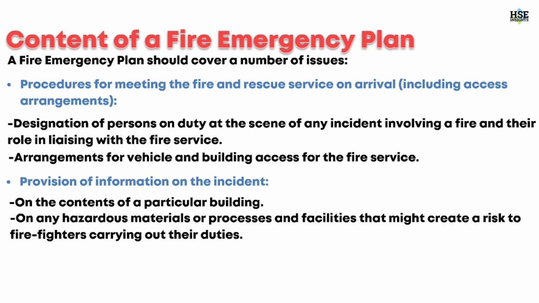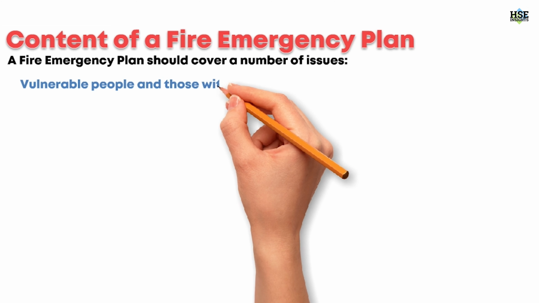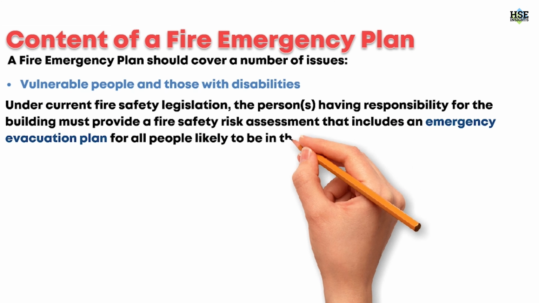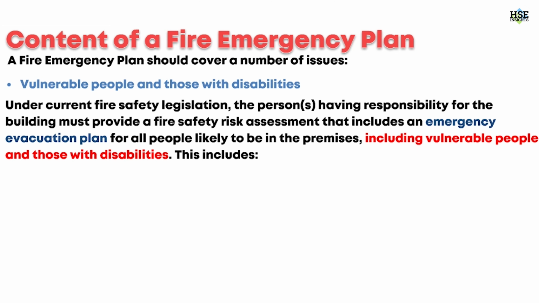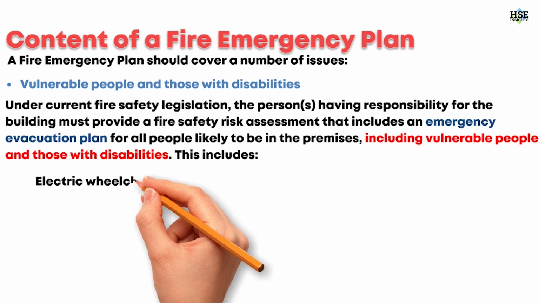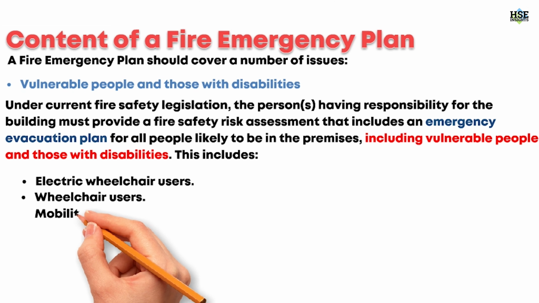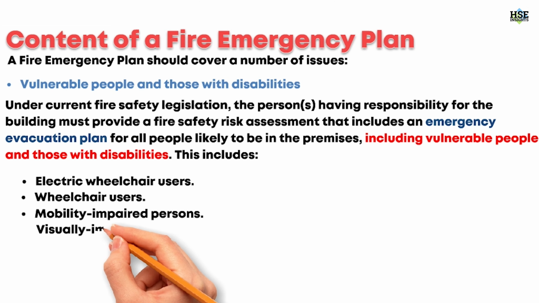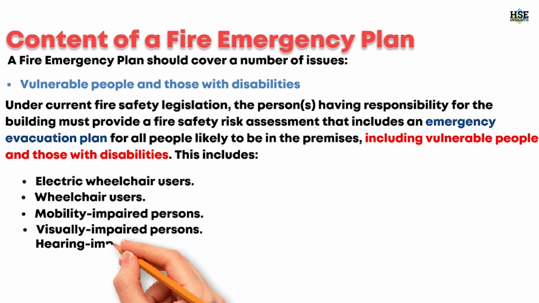out their duties. Under current fire safety legislation, the persons having responsibility for the building must provide a fire safety risk assessment that includes an emergency evacuation plan for all people likely to be in the premises, including vulnerable people and those with disabilities. This includes electric wheelchair users, mobility impaired persons, visually impaired persons, hearing impaired persons.